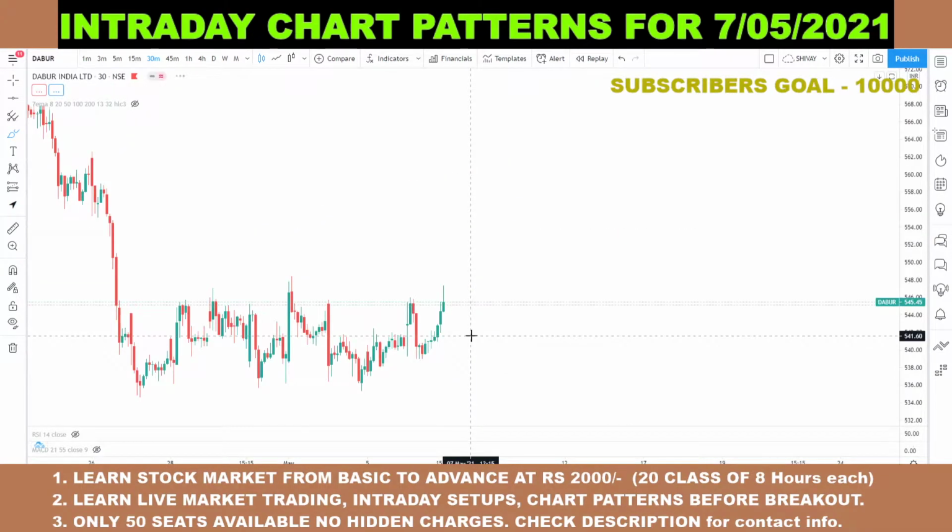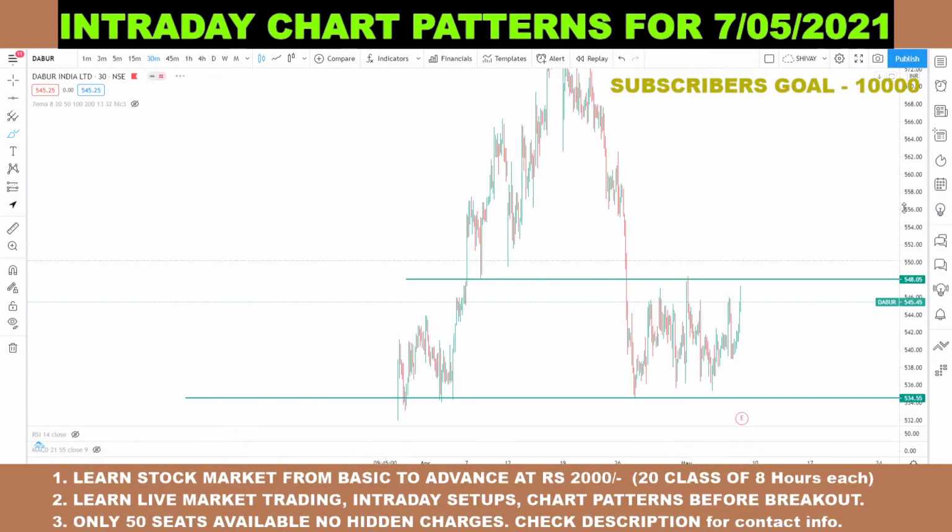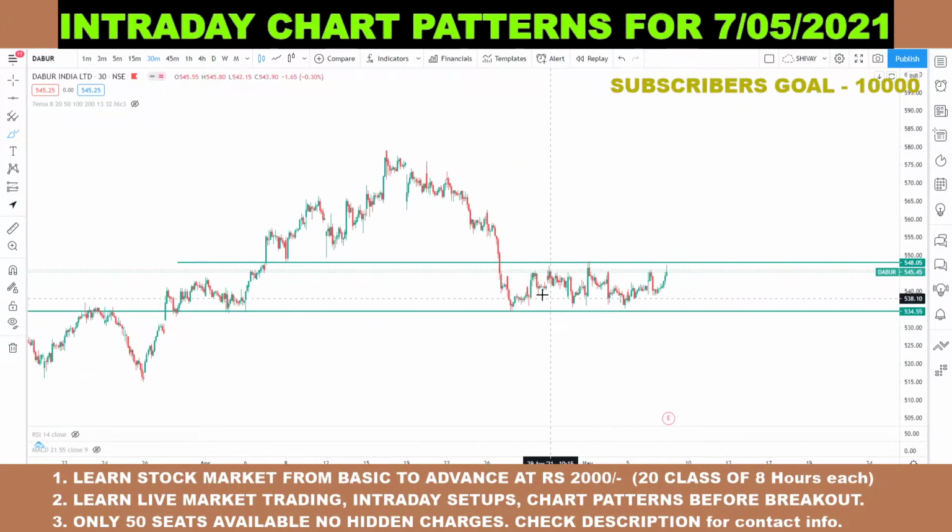So let's analyze this stock, Dabur. See, this stock is trading in this sort of a channel. If it gives an upside breakout, it will be a good trade towards the upside. If it gives a downside breakout, it will be a downside trade.